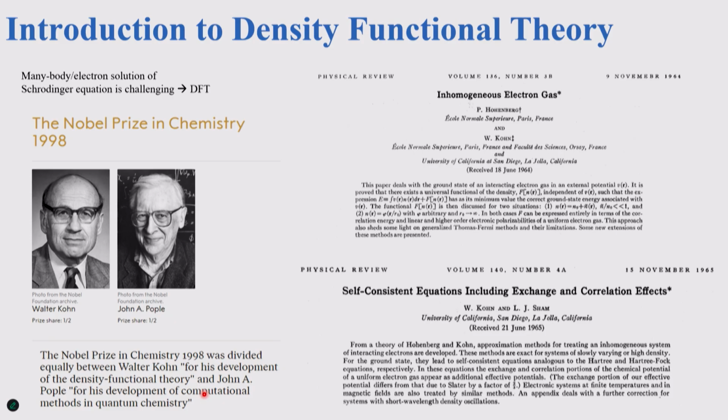What these two gentlemen said is, instead of dealing with psi, which is a very complicated quantity, we will deal with electron density, or psi squared, and that makes the problem more manageable. It sounds very simple, but that was a remarkable achievement, and for this they got the Nobel Prize. There is a paper called Inhomogeneous Electron Gas, the Hohenberg-Kohn theorem, and so on. Unfortunately, I won't go into the Hohenberg-Kohn theorem, but if you want to look into it, it's a very fascinating topic.